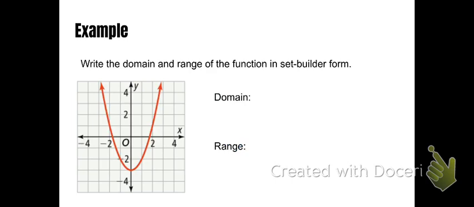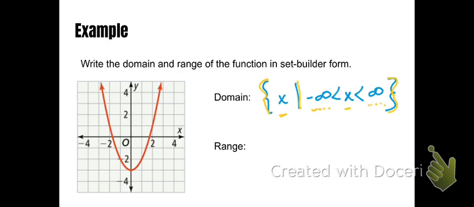What is the domain? Notice that this is going up forever and inching out to the right and left forever. So the domain includes all real numbers. So you would say all the x's such that x is in between negative infinity and infinity. And then end your set. So again, you would say the set includes, that's what these brackets mean, x's such that x is in between negative infinity and infinity.